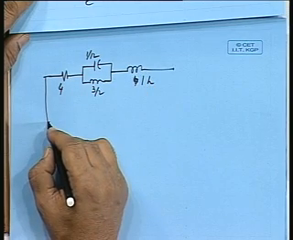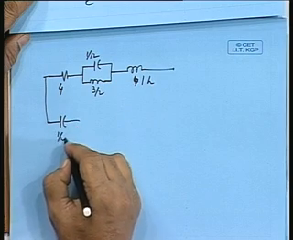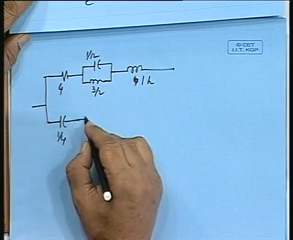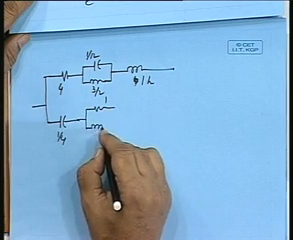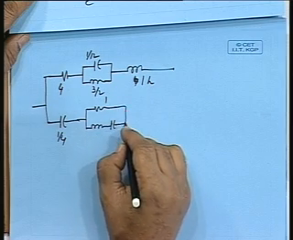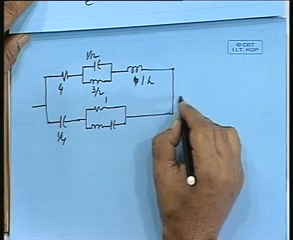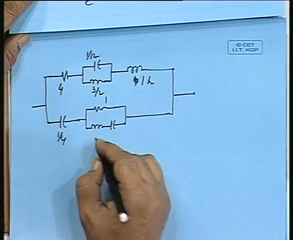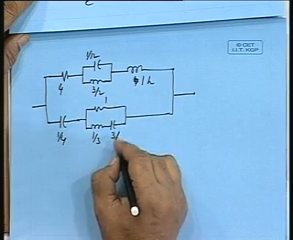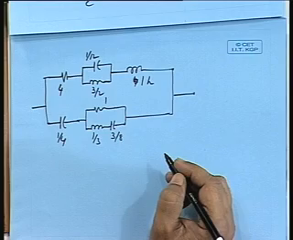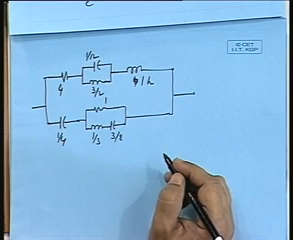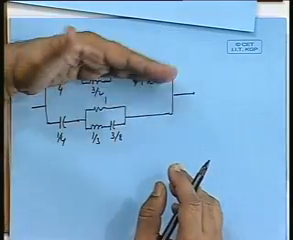And this side will have 1/4, 1 ohm, 1/3 and 3/8. So this is the overall realization. You could have left at this point also the two series blocks. Here there are two parallel blocks. Okay.